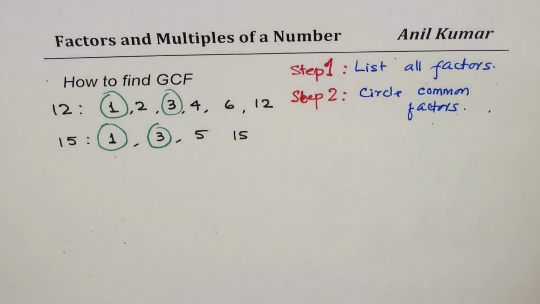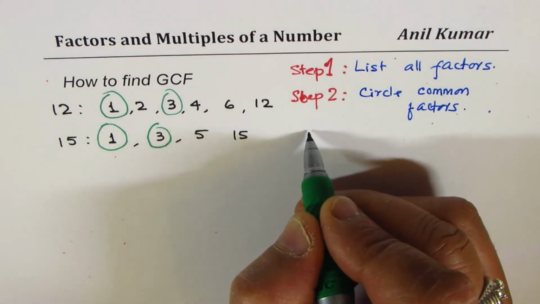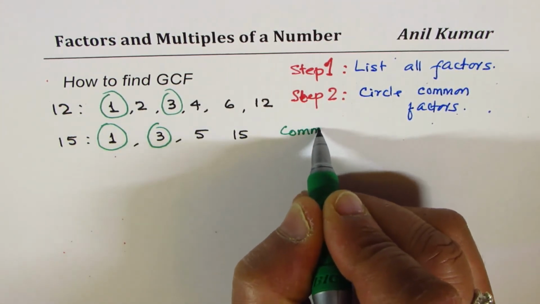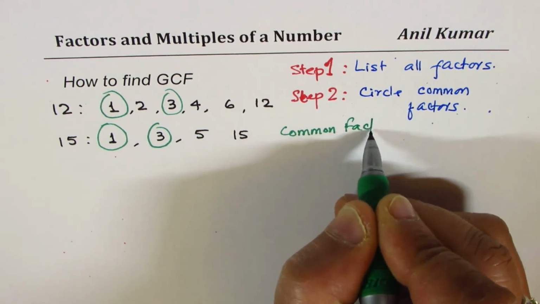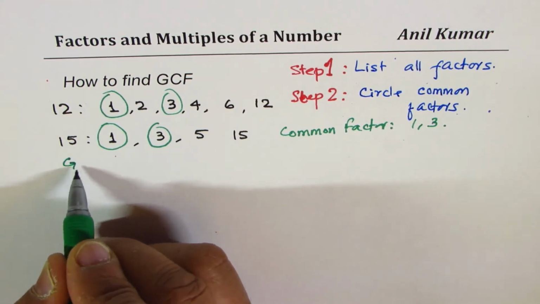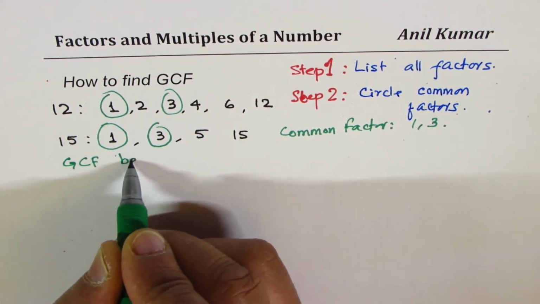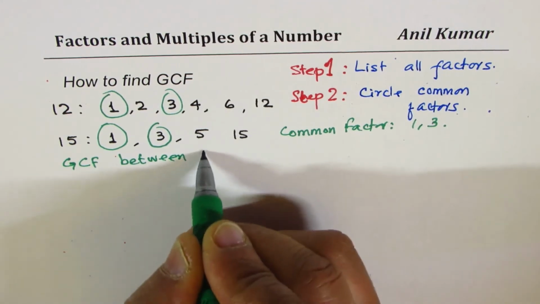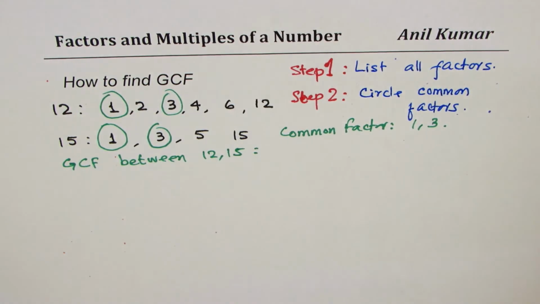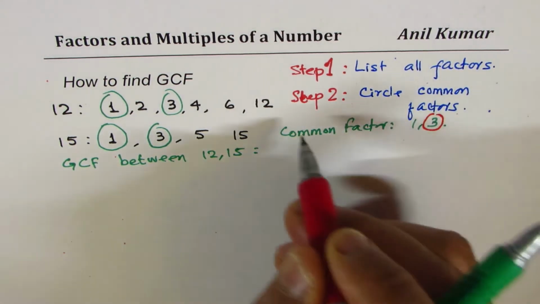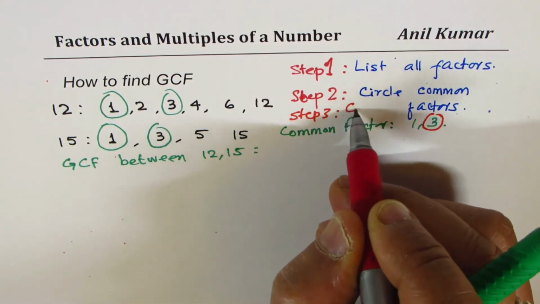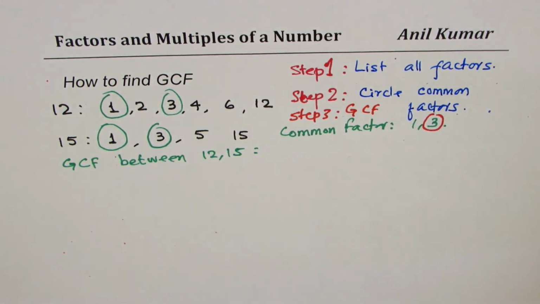So we get the answer here that the common factors between 12 and 15 are 1 and 3. So which is the greatest common factor between 12 and 15? Well, the greater of these two, circle that one. That is our step number 3, right? So step 3 is to circle the greatest common factor by comparison.